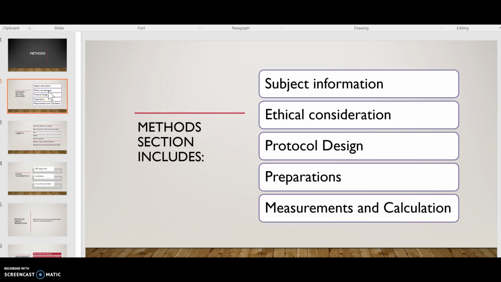There are a few things that you want to make sure that you include in your method section, and that is subject information, ethical consideration, protocol design and preparation, as well as measurements and calculation.